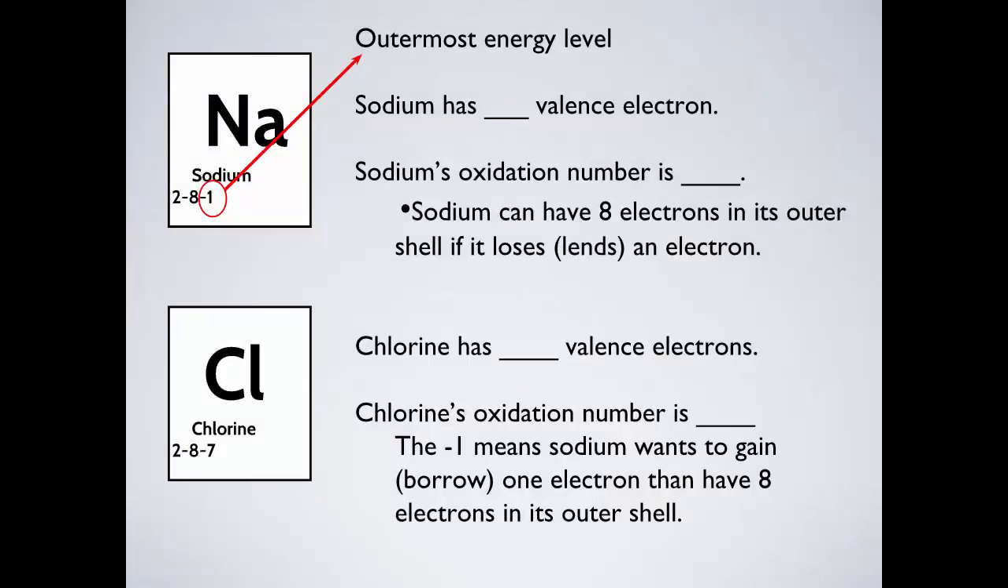So how do we figure out these oxidation numbers? Well, it's pretty simple, actually. First, we look at the outermost energy level. Sodium has 1 valence electron. So what would it like to do to become stable? Joey? Lose it. So think of it this way. It has 1 extra electron, so its oxidation number is +1. It has 1 extra electron that it would love to get rid of.